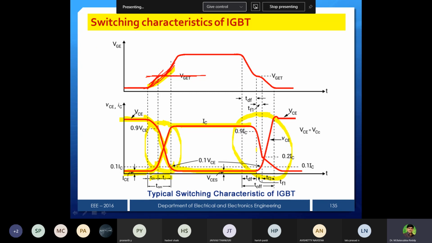Whatever charge particles are there inside the layers have to be removed. For that there is a delay time and fall times for the turn off process, and there are two fall times: one is the initial fall time, another one is the final fall time. Based on these intervals, we can define the initial fall time and final fall time, and finally the sum of these three. So delay time as well as the initial fall time and final fall time, we get the total turn off time. So this way we get the process.